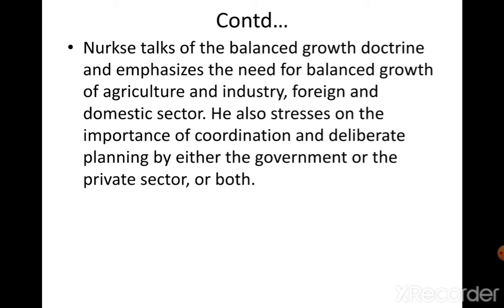While talking about this balanced growth doctrine, Nurkse emphasizes the need for balanced growth between the agricultural and the industrial sector. We know that the agricultural sector provides the basic necessities such as food and raw materials. Both of these are necessities for the industrial sector. Right? The industrial or manufacturing sector, if it needs to manufacture goods, needs raw materials, which will come from the agrarian sector.